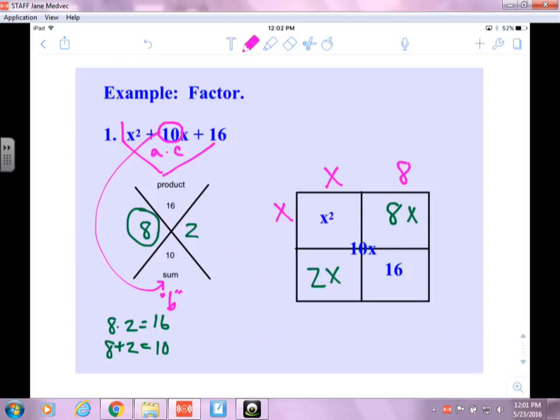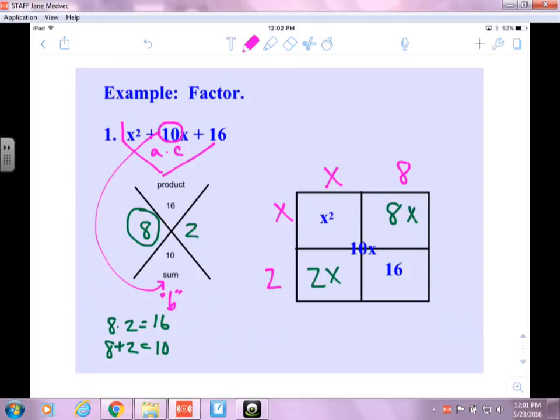X times what gives me 2x? 2. And you're going to notice that 2 times 8 gives me 16. So I'm just working backwards a little bit. And if you know how to do this, it's not that hard. We're just putting all the pieces together.